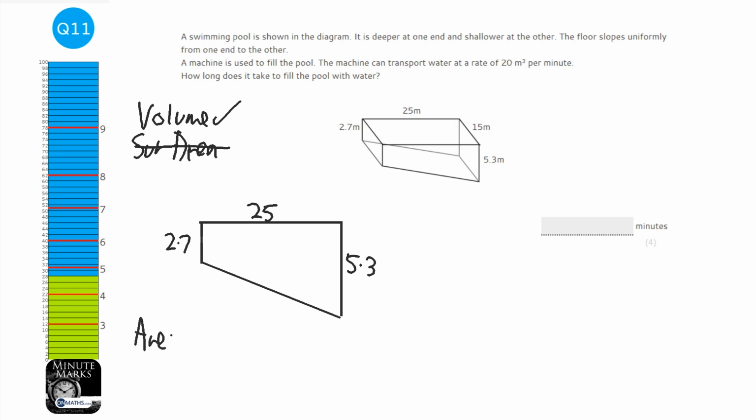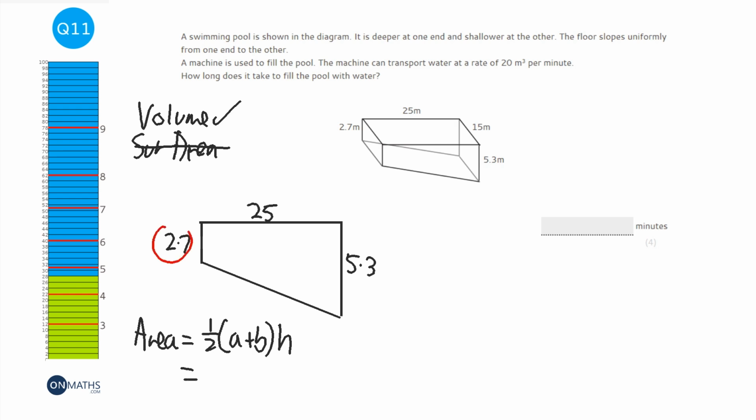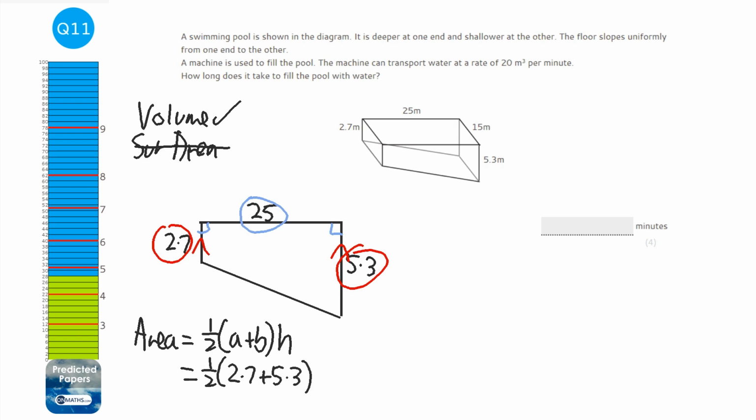So first of all, work out the area. Now the area of a trapezium is half (a plus b) times h. Now a and b are always the two parallel sides, and then the height is the one that connects them at right angles. So the height is going to be 25 there. And all you're doing is working out the average of the two bases, the 2.7 and 5.3. We're going to times that by 25.